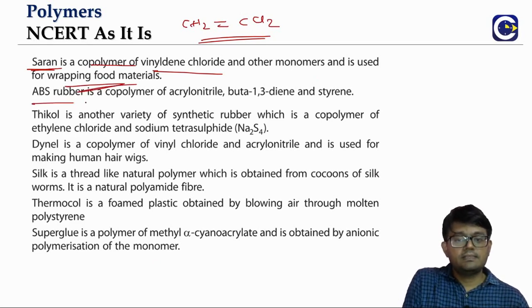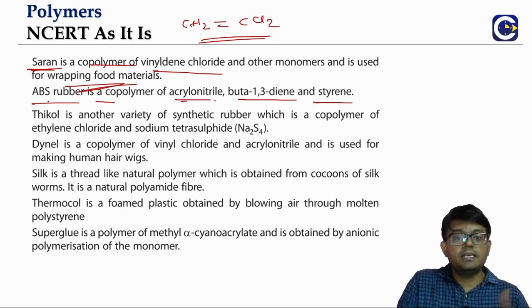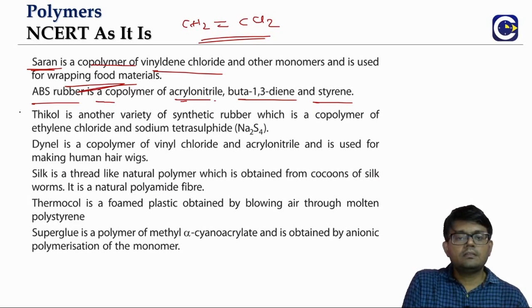Then ABS rubber. Look at how the name comes: acrylonitrile, buta-1,3-diene and styrene. That's why the name ABS. ABS is a copolymer of 3 monomers: acrylonitrile, buta-1,3-diene and then styrene. In case of saran, if at all there is a question, they will ask which of the following monomers saran contains. What we need to keep in mind is vinylidene chloride.